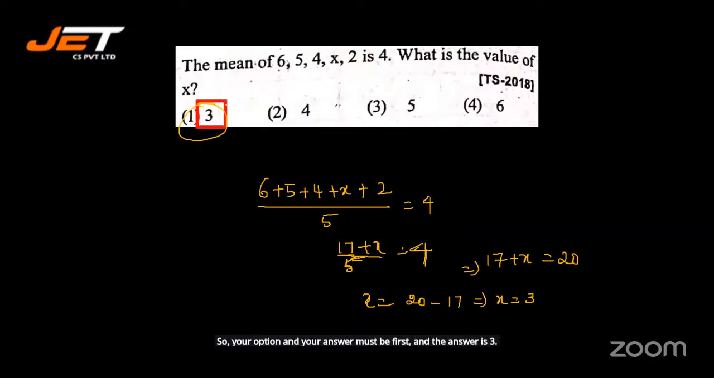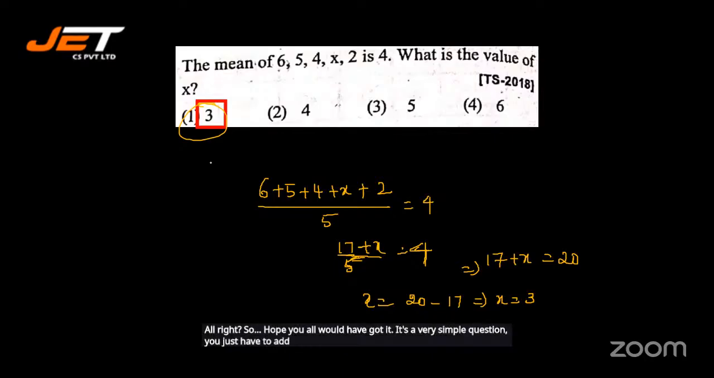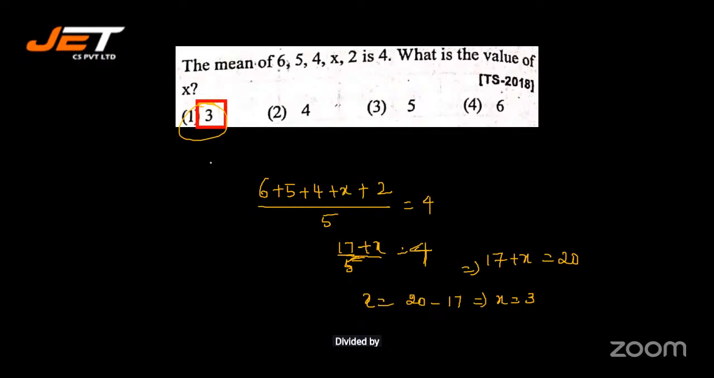All right. So, hope you all would have got it. It's a very simple question. You just have to add everything divided by the number. You have to just count it. Okay, right. Now see the next question.